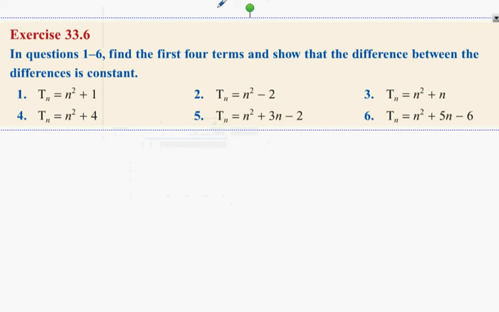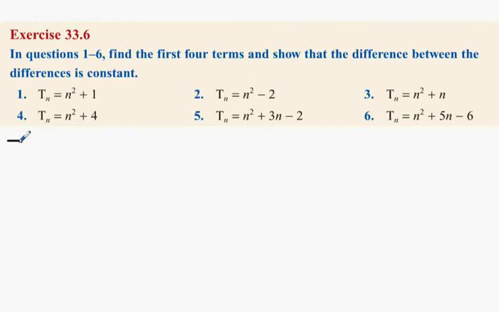33.6. In questions 1 to 6, find the first four terms. Show that the difference between the differences is constant. So, I have to find out T1, T2, T3, T4. It's done exactly like last time. So I'll do question 5 as an example.